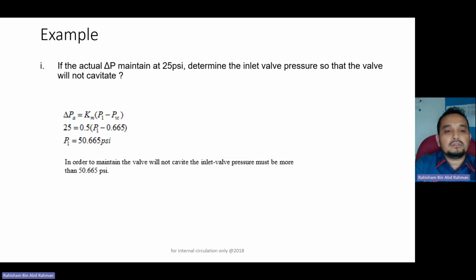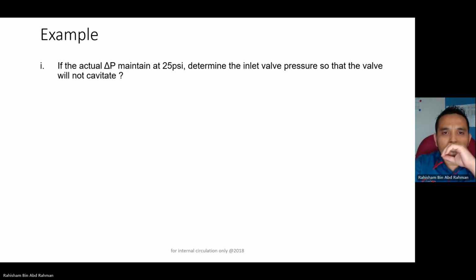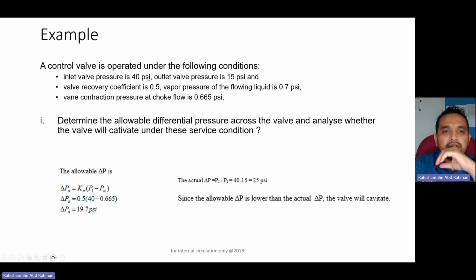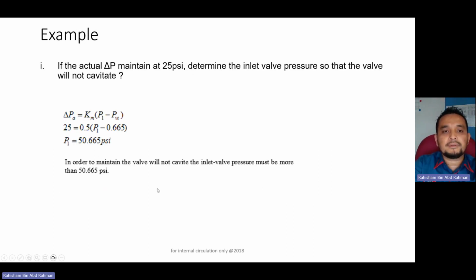So we need to inject in order to maintain the valve so that it will not cavitate. The inlet pressure, the incoming pressure, must be more than 50.66. I can say 51 if you want. That is the minimum. So what you can do? You need to apply more incoming pressure to the inlet so that the value will be increased from 40 psi to become 51 psi to avoid cavitations.